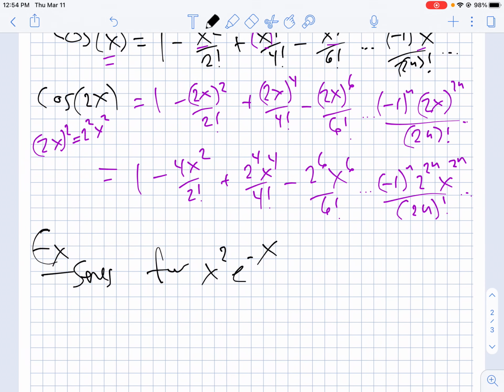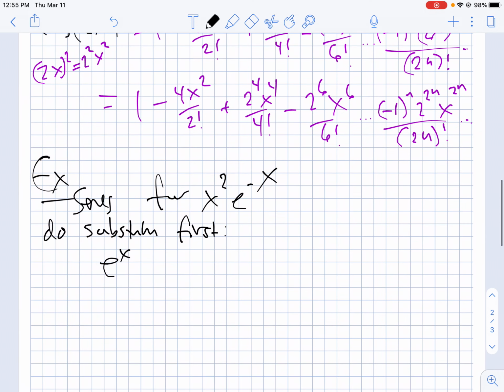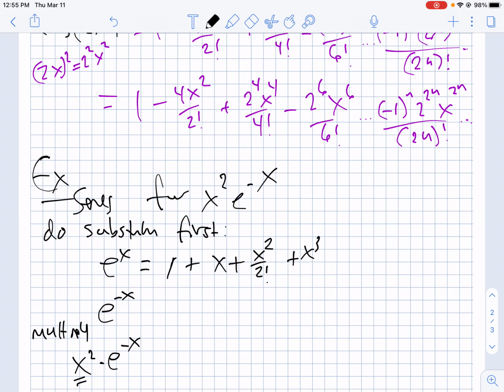So what we're going to do in this case is we're going to do the substitution first. So I'm going to start with a series for e to the x, and then I'll replace to make it e to the negative x. And then I'm going to multiply that series to get x squared times e to the negative x. We want to do the substitution first so we don't have to replace that too. Anyway, so we're going to start with e to the x, go to e to the negative x, and then multiply. So again, we're starting with e to the x, and of course we're good students, so we have this all memorized already. It's 1 plus x plus x squared over 2 factorial plus x cubed over 3 factorial, and then it's just x to the n over n factorial.